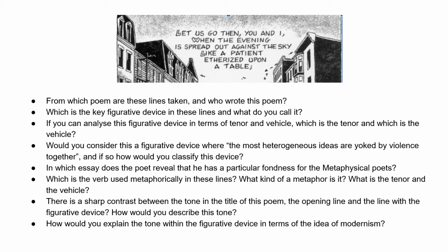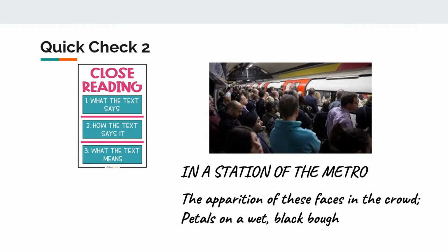There is a sharp contrast between the tone and the title of the poem and the opening line, and the line with the figurative device. How would you describe this tone? How would you explain the tone within the figurative device in terms of the idea of modernism? We should be able to formulate some kind of answer regarding these questions. This is another quick check to see how closely and intensely we negotiate with a literary text.